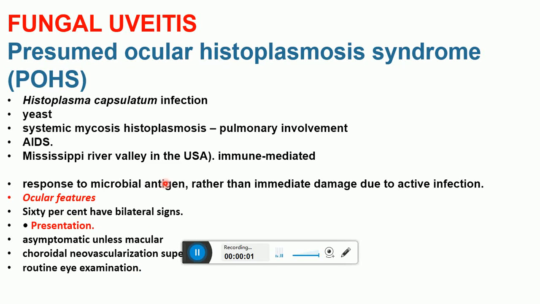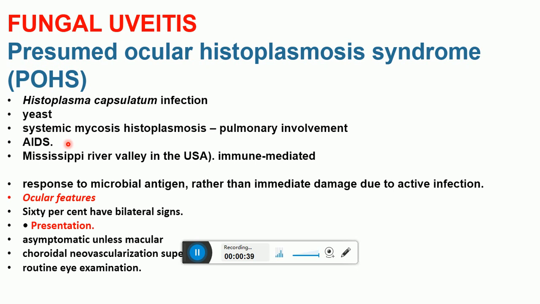So fungal uveitis. The first one is presumed ocular histoplasmosis syndrome, POHS. Histoplasma capsulatum infection occurs following inhalation of the yeast. The yeast form of this dimorphic fungus leads to the systemic mycosis, histoplasmosis. The pulmonary involvement is the most common feature. It is common in AIDS.